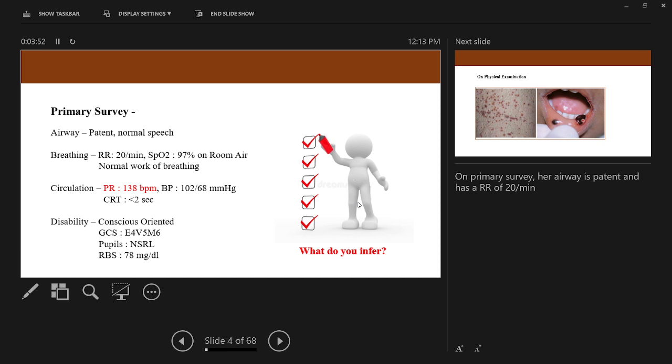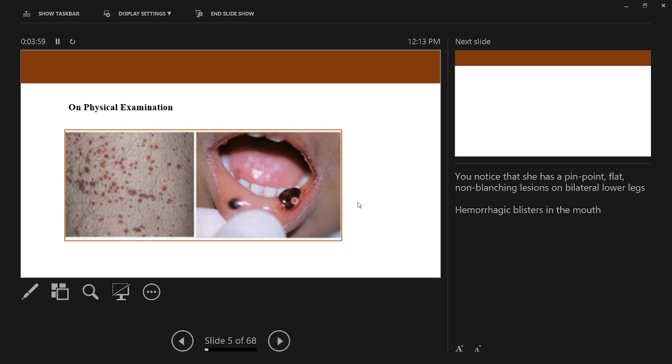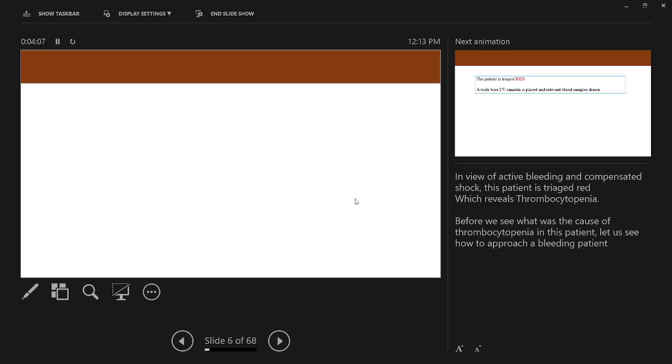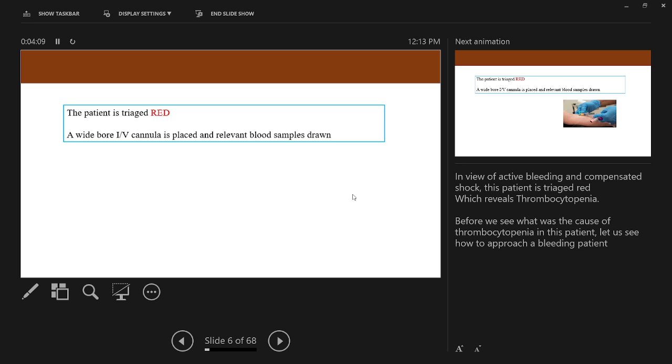As you can see, the patient has tachycardia, but her blood pressure was maintained. On physical examination, you notice that she has pinpoint flat non-blanching lesions on the bilateral lower legs, and she has hemorrhagic blisters in the mouth. So this patient, as Sheena said, was triaged red.